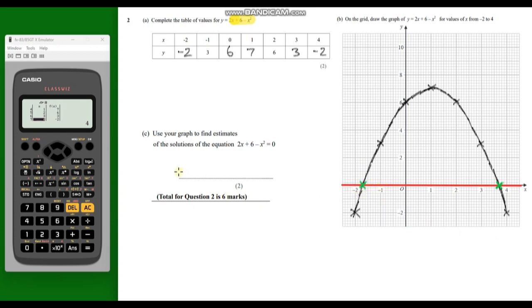So I'm going to say x equals negative 1.7. That's one solution. And my other solution is going to be when x equals this point here, which I'd say is roughly 3.7. Okay, these figures, there is a margin for error with your answers. So as long as you're within sort of 0.2, then you should get the full marks.